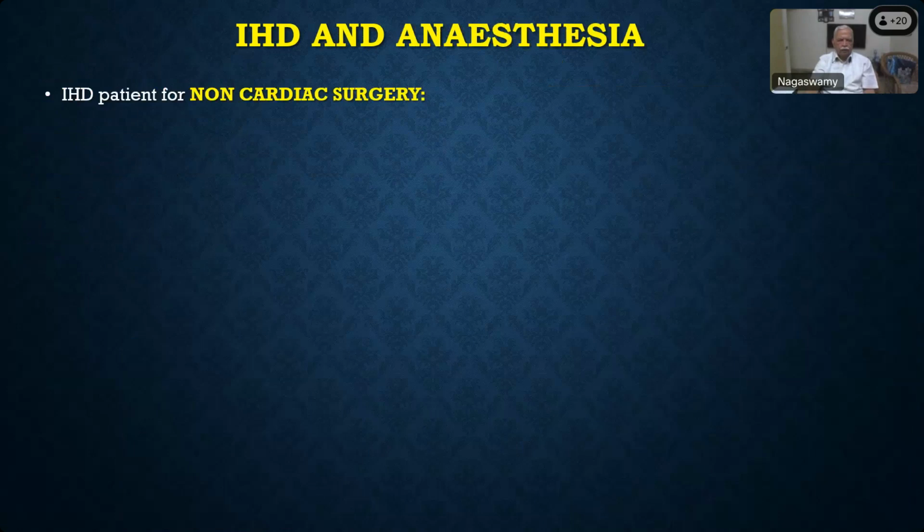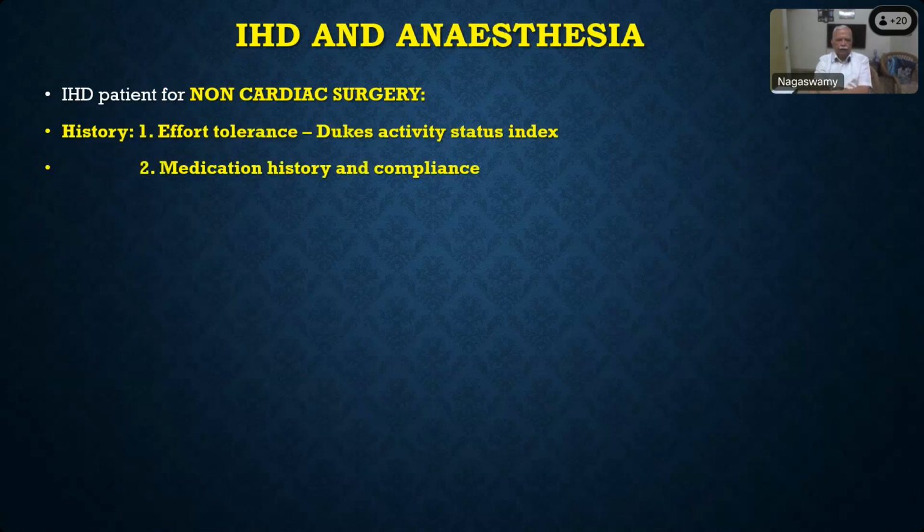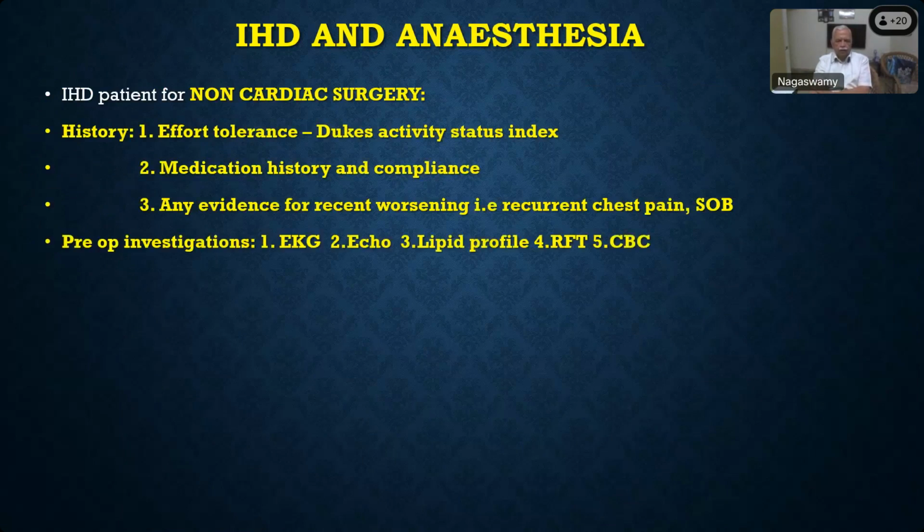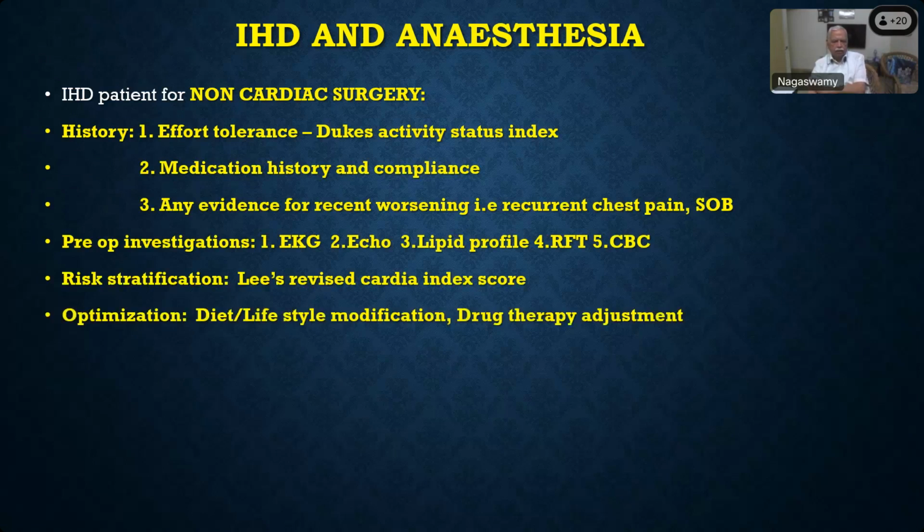And when the patient with IHD comes for a non-cardiac surgery, you get these points in the history: effort tolerance using Duke's Activity Status Index, medication history and compliance, any evidence of recent worsening like recurrent chest pain, shortness of breath. Pre-op investigations should include EKG, echo, lipid profile, RFT, CBC. Risk stratification using Lee's revised cardiac index score. Optimization for elective surgeries with lifestyle modification, diet and drug therapy.